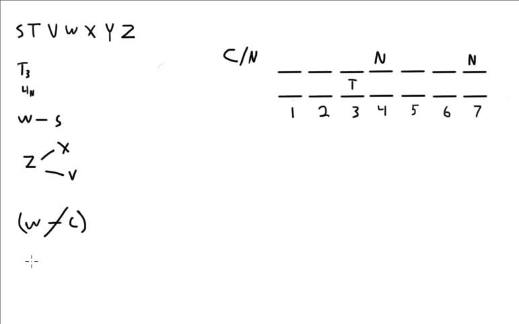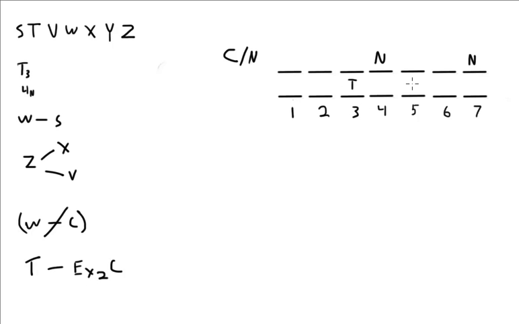Our next rule says that after T, we have exactly 2 confessions. So what does this mean for our diagram? Well, we know where T is. It's not like T is some elusive variable. T is in position 3. We know that from our very first rule.